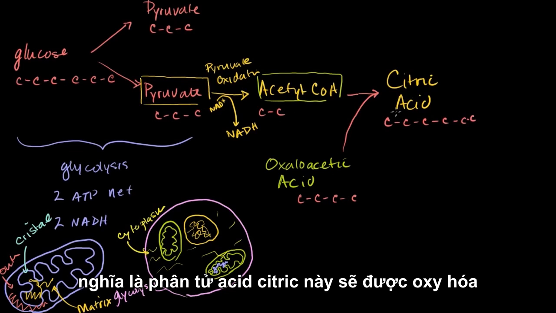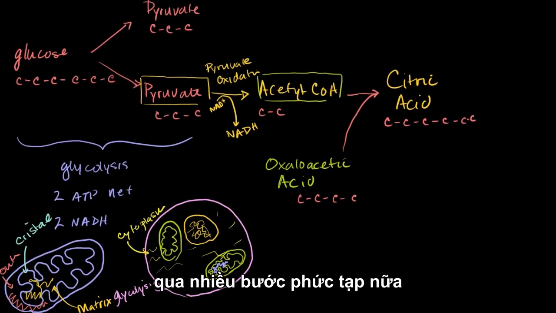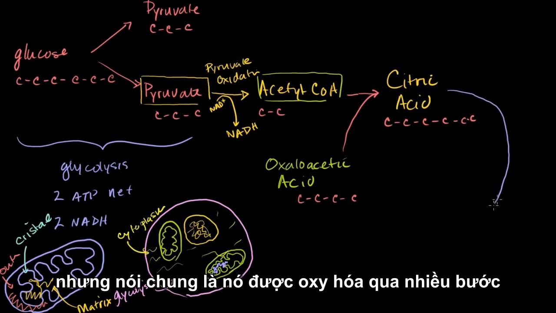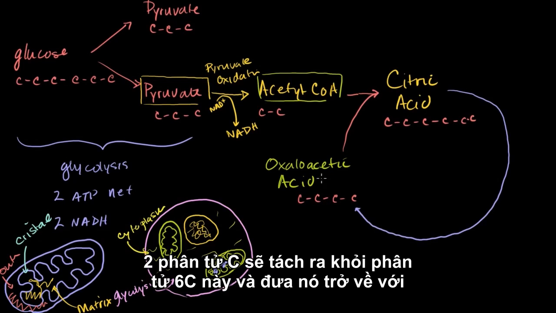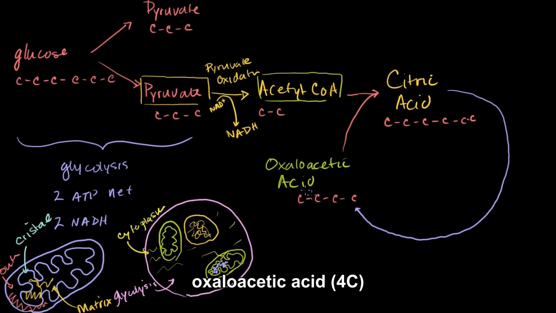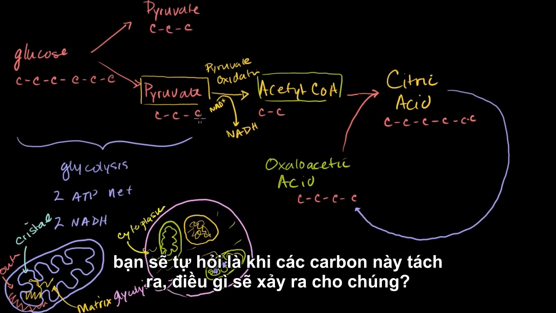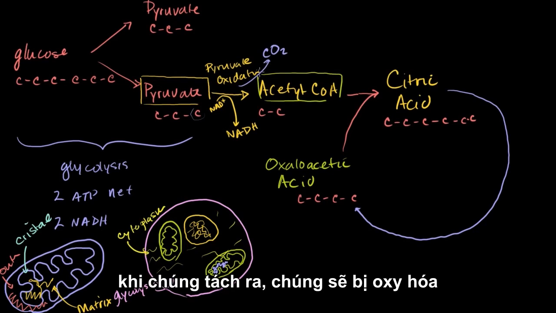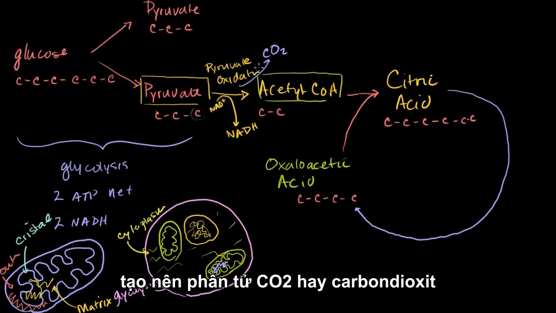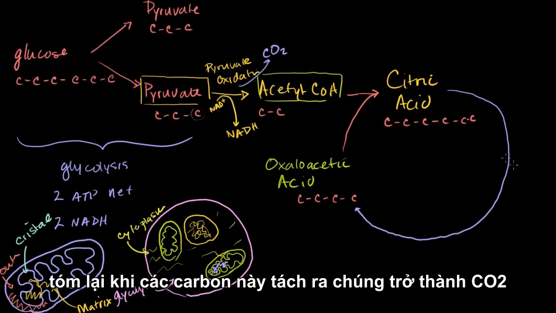And then the citric acid is then oxidized over a bunch of steps. And this is a huge simplification here, but it's just oxidized over a bunch of steps. Again, the carbons are cleaved off. Both 2 carbons are cleaved off of it to get back to oxaloacetic acid. And you might be saying, hey, when these carbons are cleaved off, let's say this carbon is cleaved off, what happens to it? It becomes CO2. It gets put onto some oxygen and then leaves the system. So this is where the carbon dioxide actually gets formed. And similarly, when these carbons get cleaved off, it forms CO2.